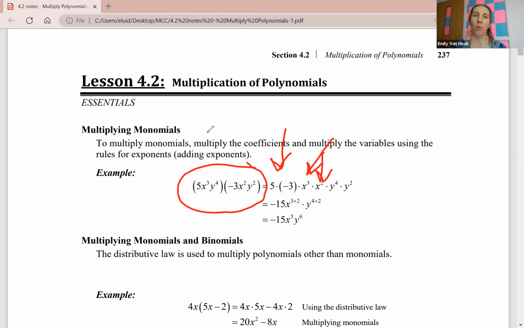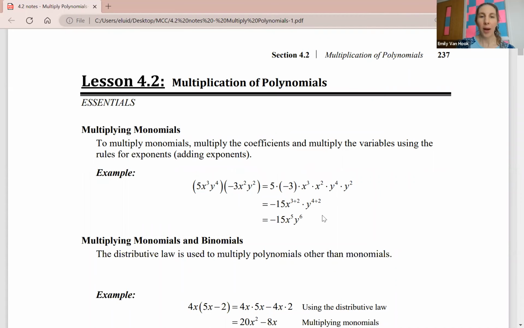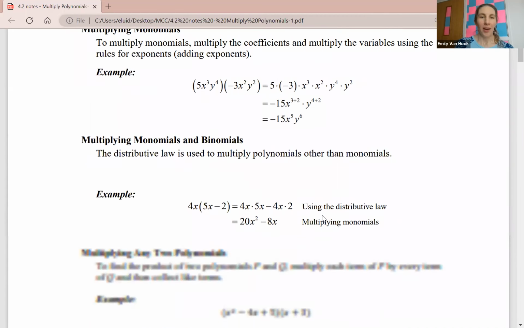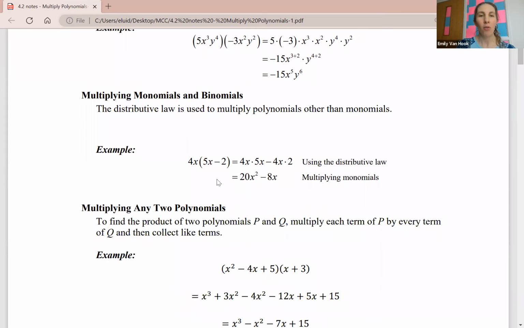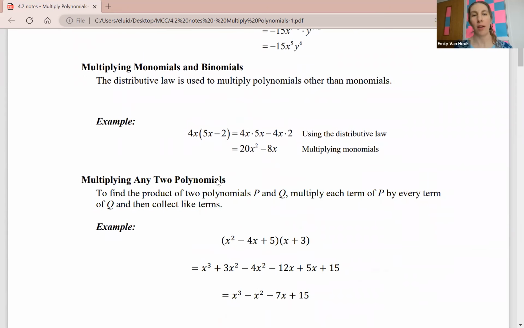We're going to build on that when we start distributing and multiplying longer polynomials. We still need to keep that same idea in mind. We're multiplying coefficients, adding exponents. It's just that now we're going to be distributing. Okay, so the next example, multiplying monomials and binomials. So essentially distributing. And here's our example, 4x times the quantity 5x minus 2.